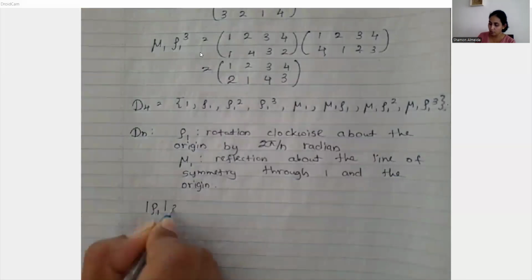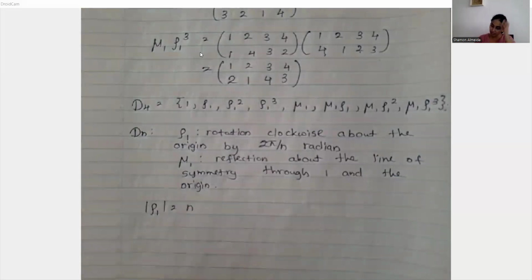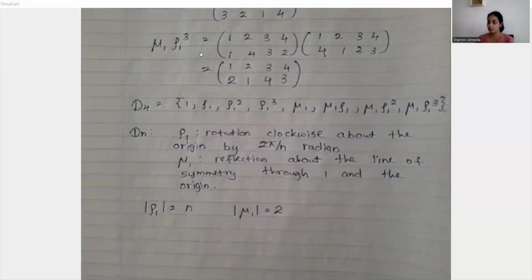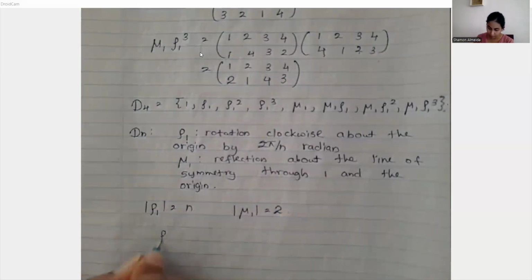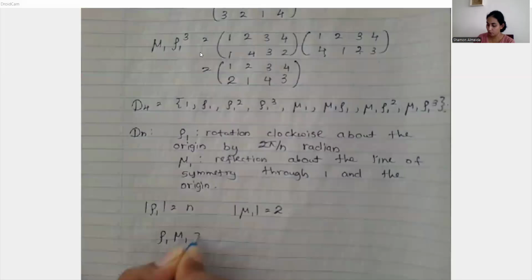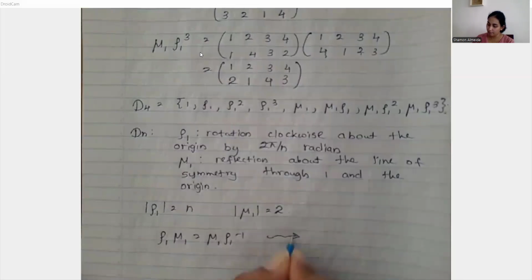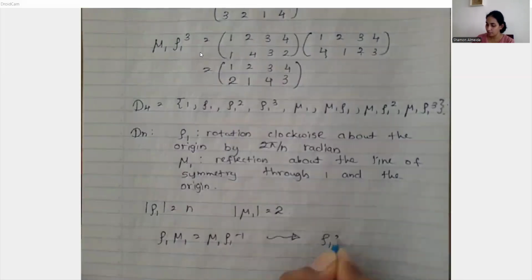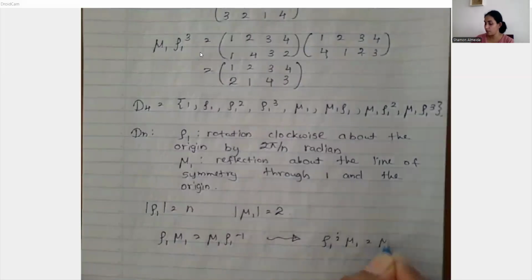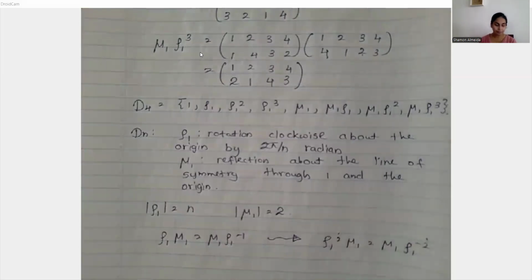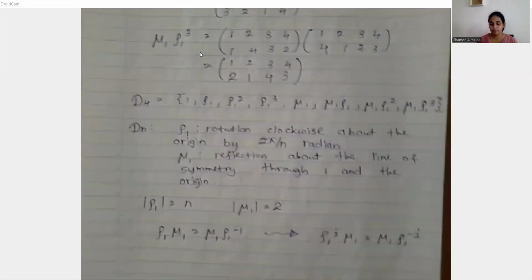Then we have the order of rho 1 to be n, and the order of mu1 to be 2, right? And then the relations. Rho 1 mu1 is equal to mu1 rho 1 inverse. And extending this, we have rho 1 to the i mu1 is equal to mu1 rho 1 raised to the power of negative i.